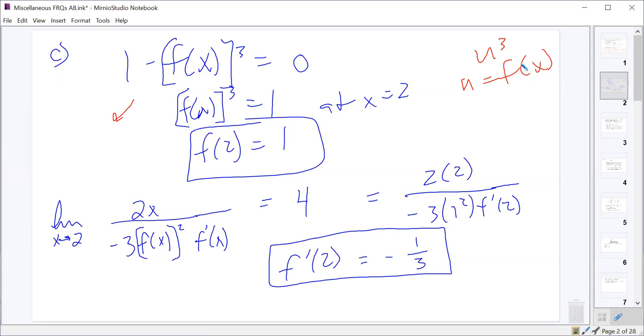Cool. And that part I think was worth 4 points. Let's see here. So it was 2 points for the first part up here and 2 points for the second part. And I guess one of the points down here was for correctly differentiating and one was for getting the answer.